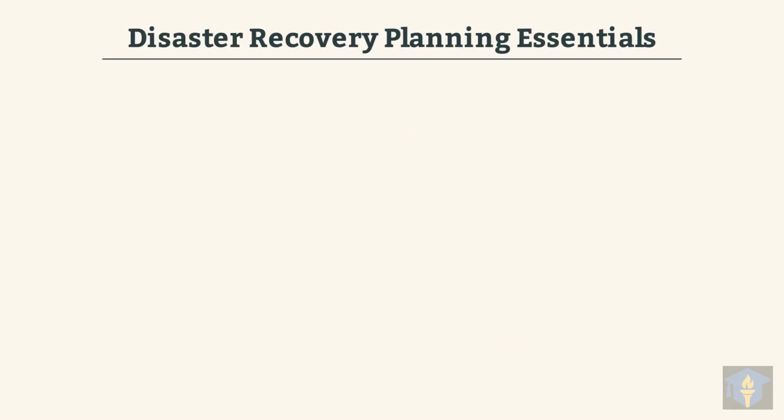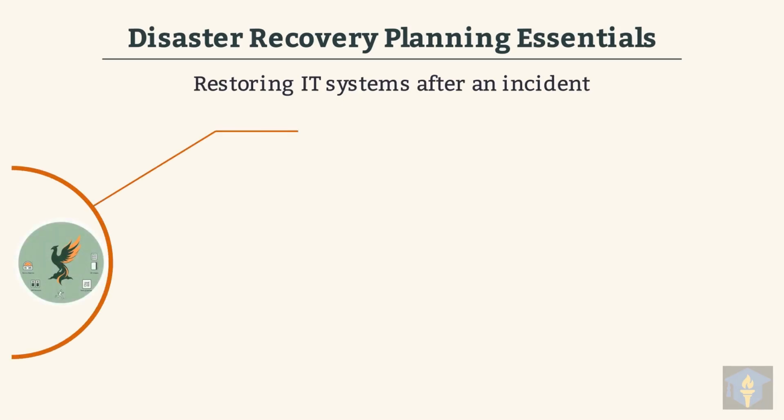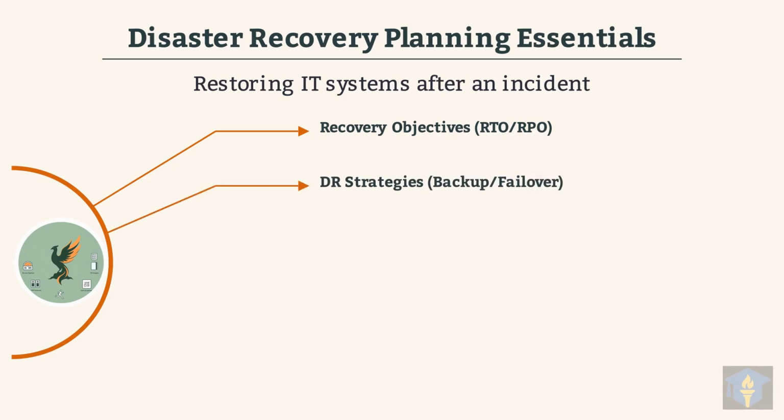Now, let's delve into the essentials of disaster recovery planning, or DRP. This plan focuses specifically on restoring your critical IT systems after any incident. We define clear recovery objectives, like RTO and RPO, to guide our restoration efforts. Effective DR strategies involve robust backup solutions and efficient failover mechanisms.